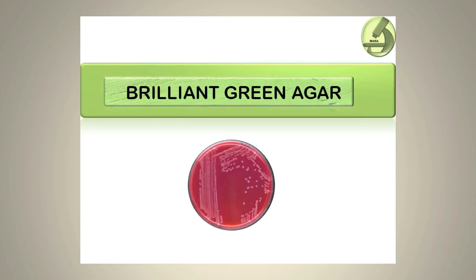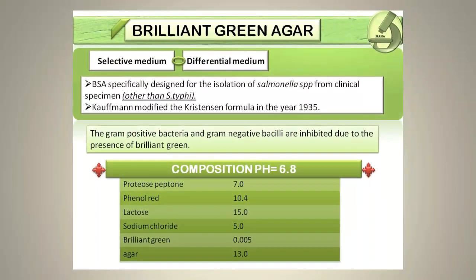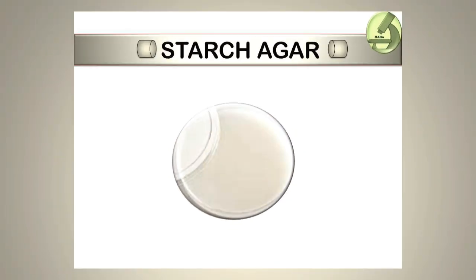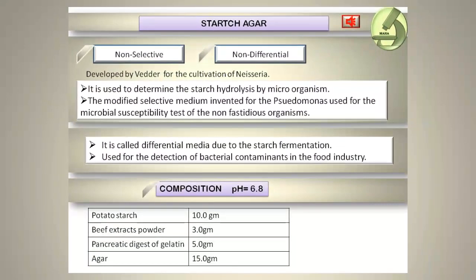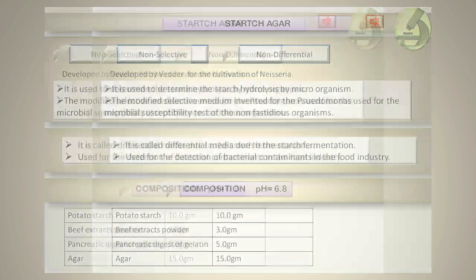Brilliant green agar. It is a selective as well as differential medium used for the isolation of Salmonella species except Salmonella typhi. Starch agar. It is a non-selective and non-differential medium. It is called differential on the basis of starch fermentation.